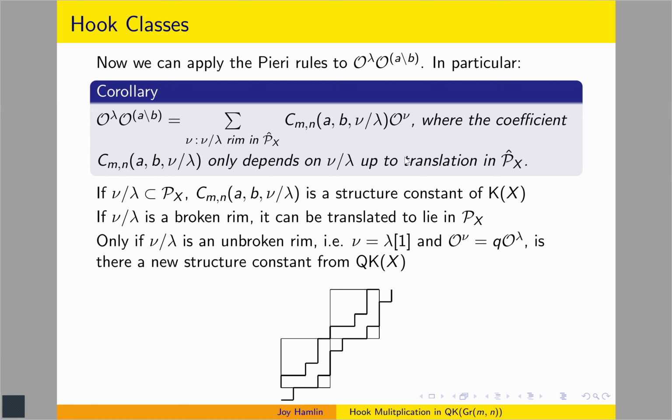Also notice that the coefficients care about the skew diagram. They don't care about exactly what the original nu and lambda were, and they only care about the skew diagram up to translation in our poset. So if our skew diagram happens to live in the standard rectangle of the Grassmannian, then we have a K-theoretic structure constant because the K-theory combinatorial interpretation lives entirely in the standard m by n minus m rectangle.